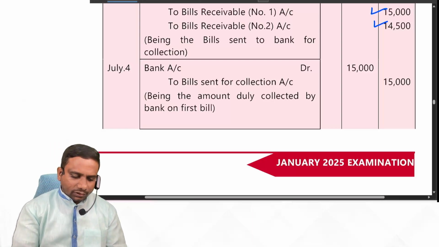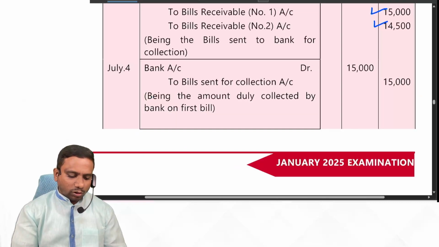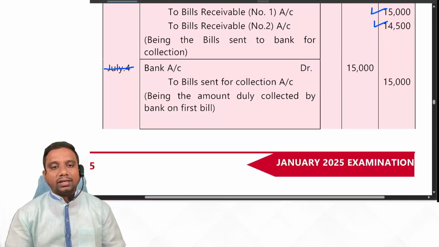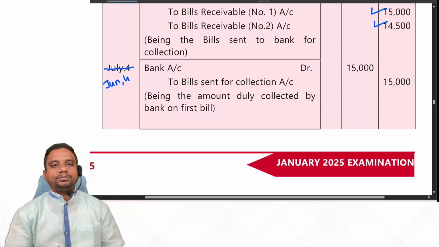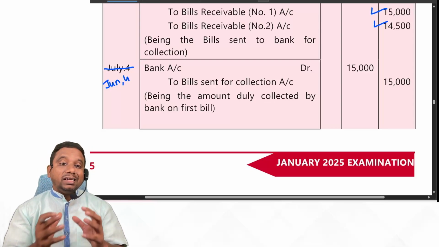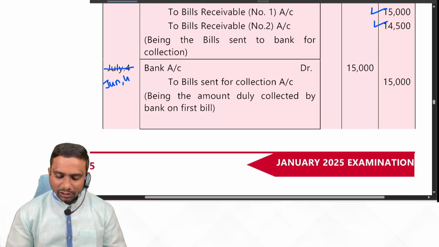Yes, look at, students. Actually, the due date of the bill is 4th June. Here by mistake they have given 4th July. Make a correction. So June 4th. Bank collected this amount. So bank account debit to bills sent for collection.